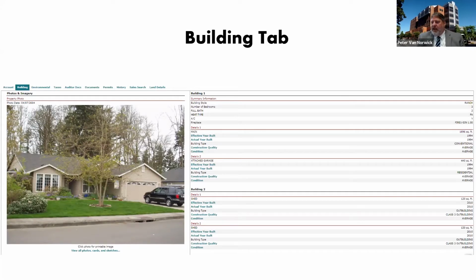The next tab that we have is the building tab. And we do have information on there.